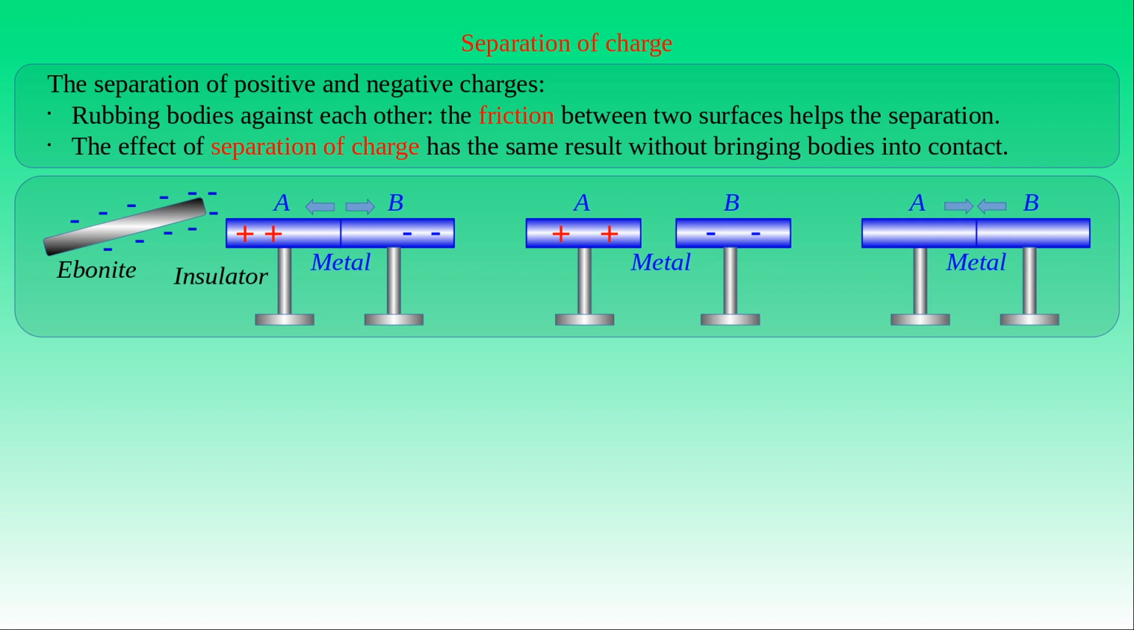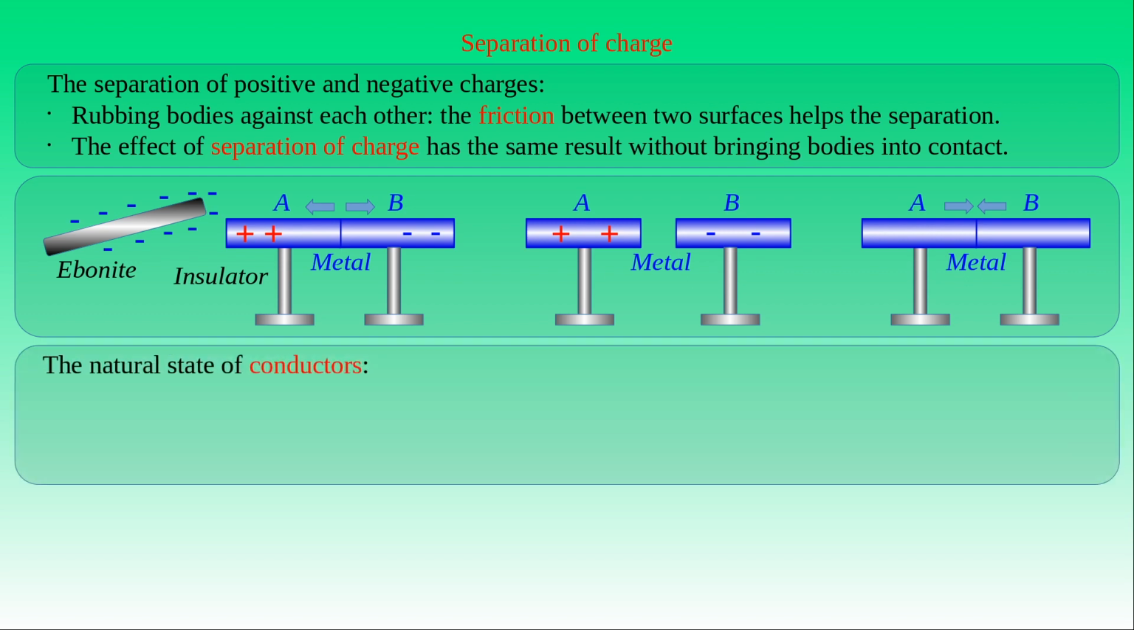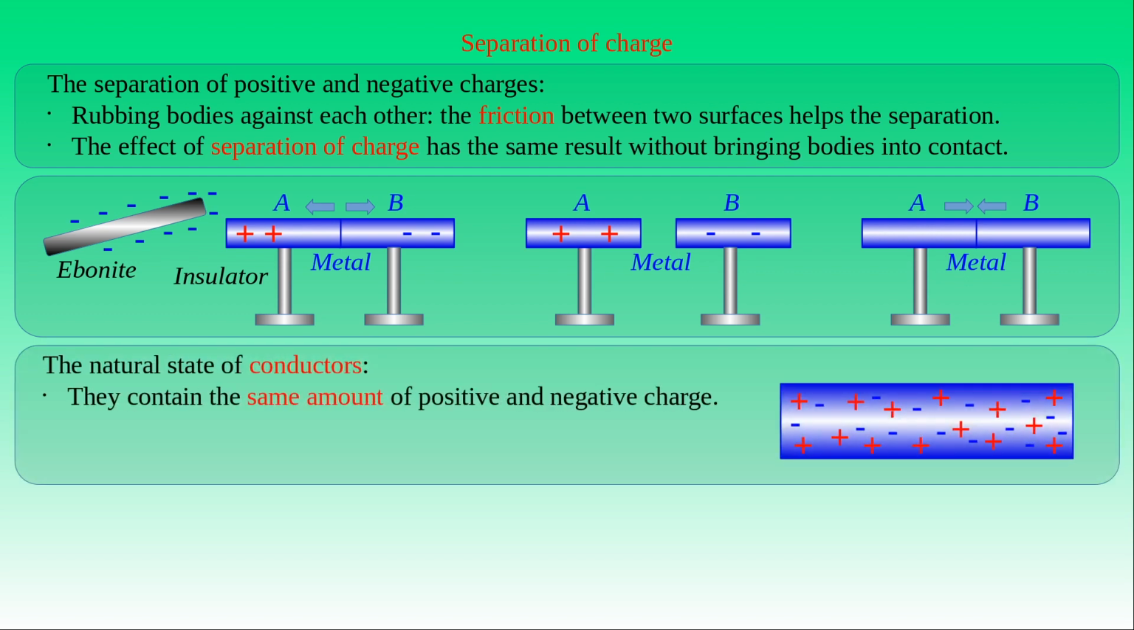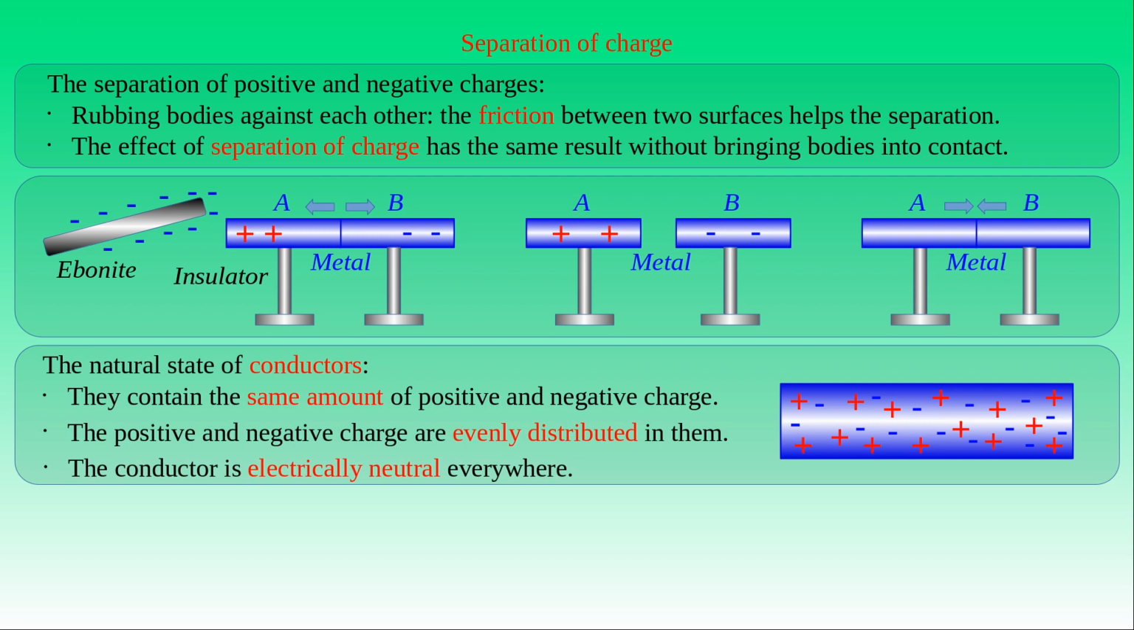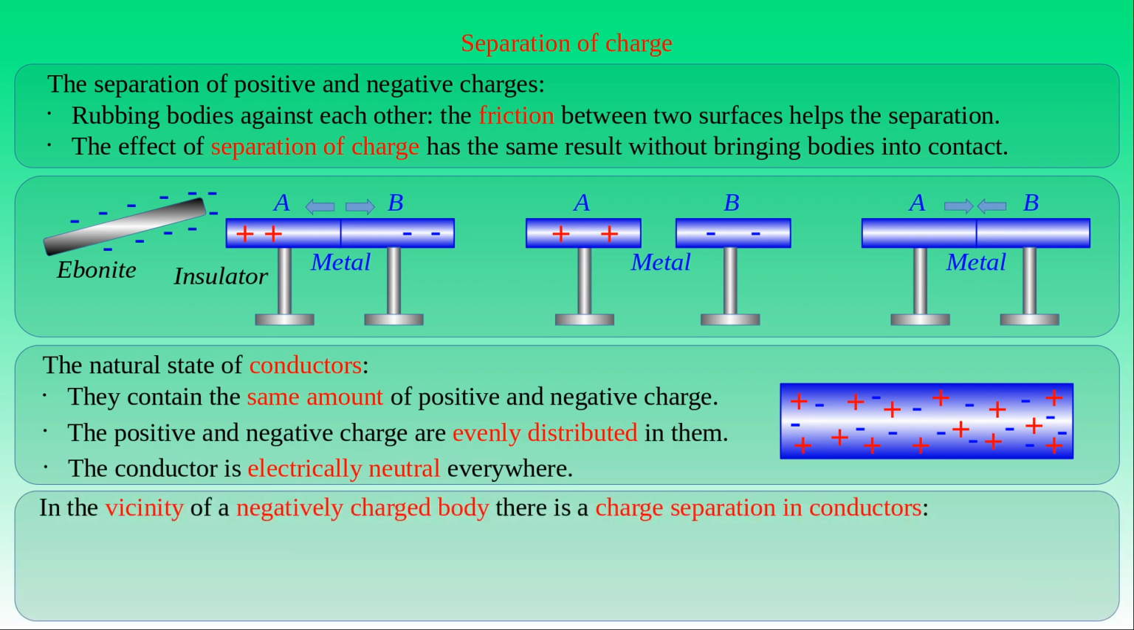We can give the following explanation for the separation of charge demonstrated in this experiment. In the natural electric state, conductors contain the same amount of positive and negative charges, which are evenly distributed in the conducting body. As a result, the entire conductor is electrically neutral. In the vicinity of a charged body, there is a charge separation in the conductor.